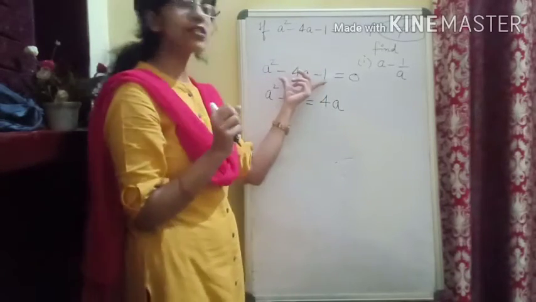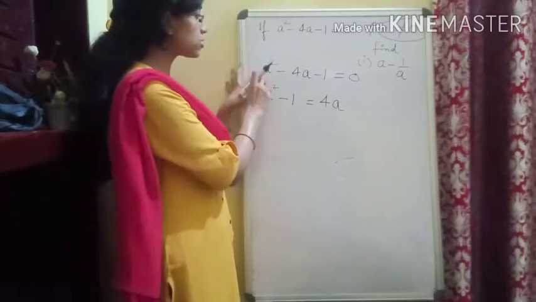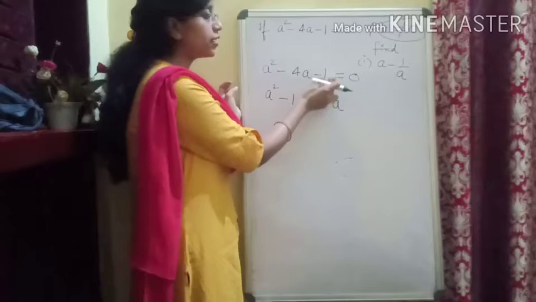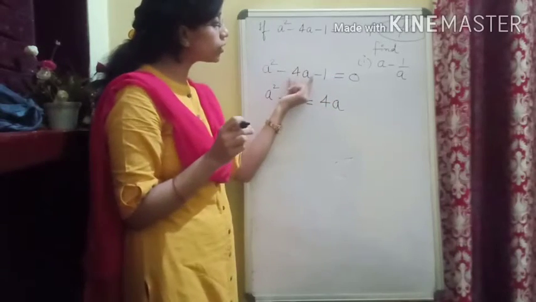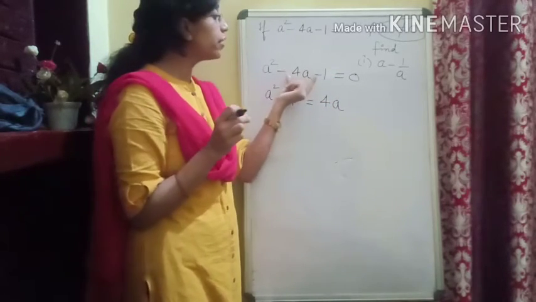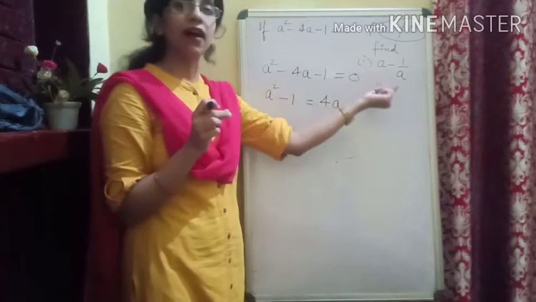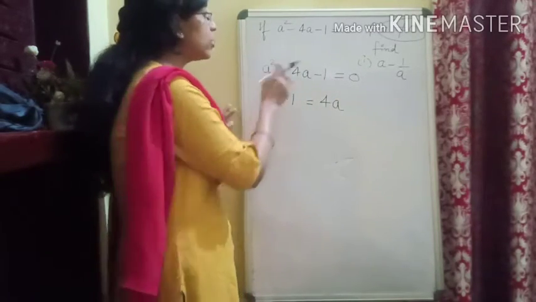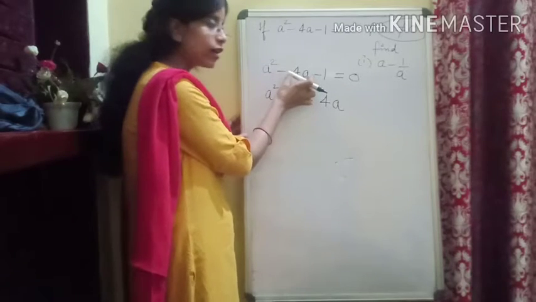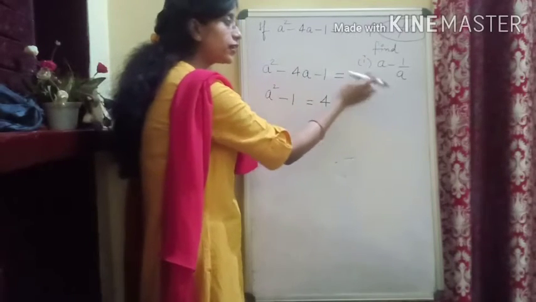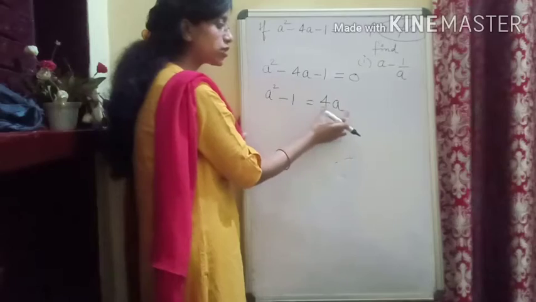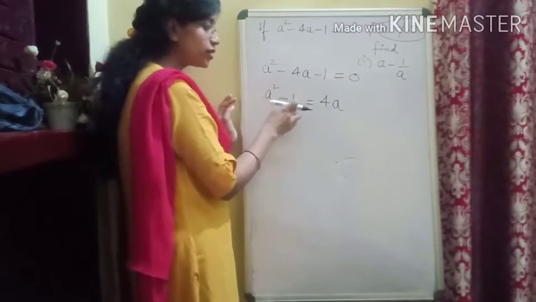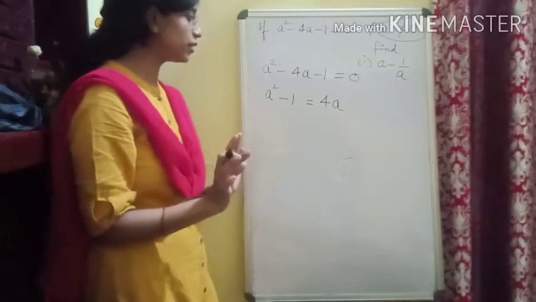Whatever information is given, we take the term with the single power, which is constant, to the other side, leaving all the square terms on the same side. So here we have minus 4a. When it goes to the other side, that is 0 plus 4a, it will simply become 4a, and this side we have a square minus 1 as it is. I hope it is clear now.